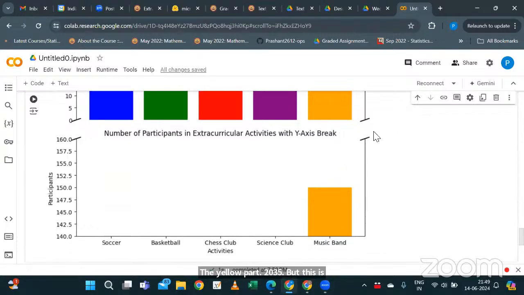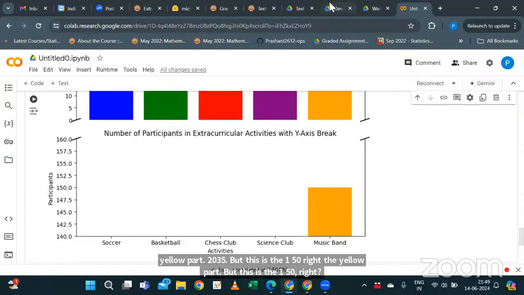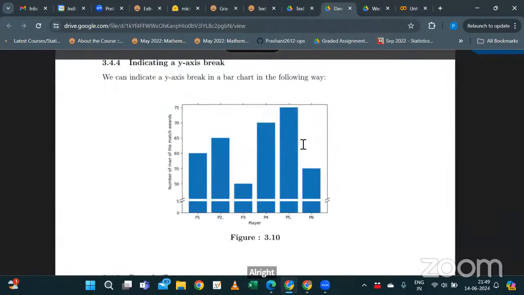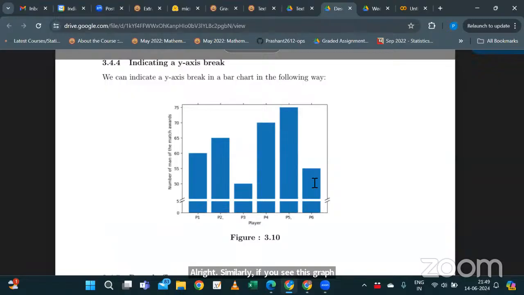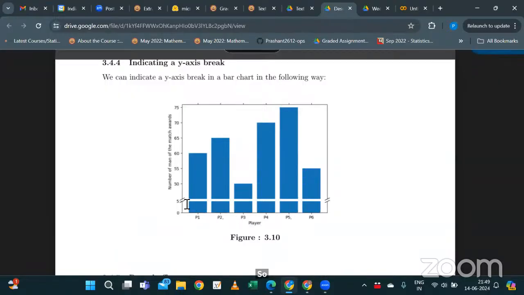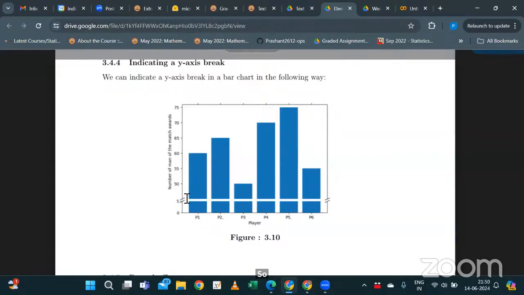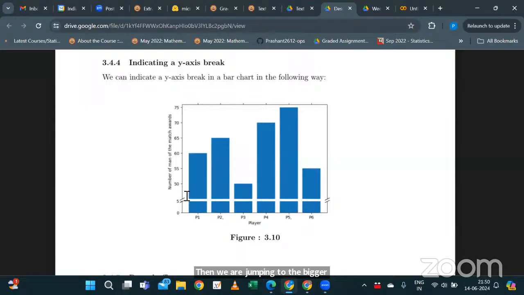Similarly, if you see this graph, these P1, P2, P3, P4, P5, P6 are the smaller values, right? Then we are jumping to the bigger values. If there is a sudden jump, then we should show this y-axis break.